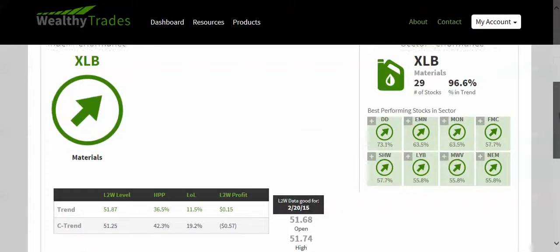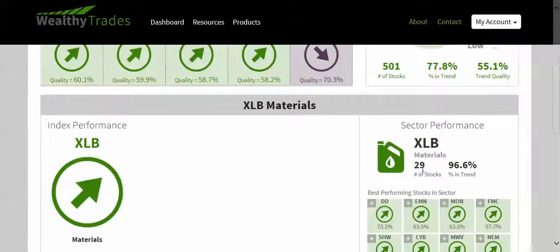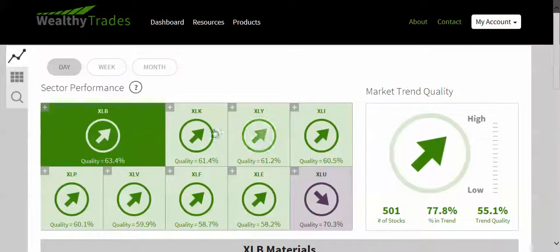In this example, we can see this down here. We've got 29 stocks in the material sector, and 96.6% of those are moving in the direction of the overall trend. That's great. But that doesn't represent the quality gauge. The quality gauge is a combination of that.